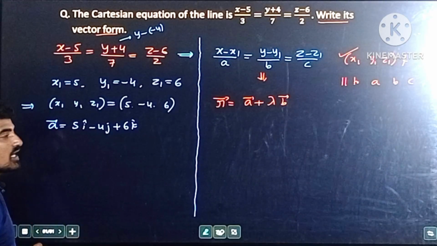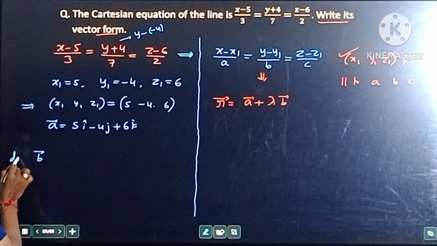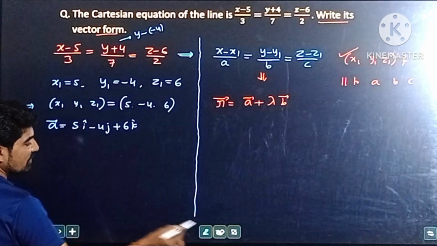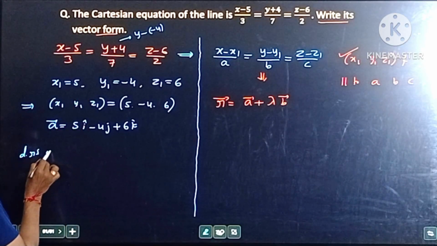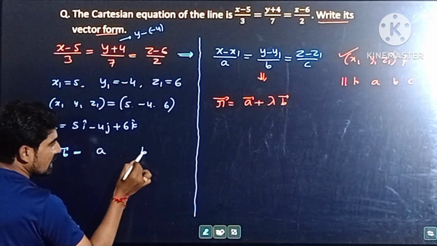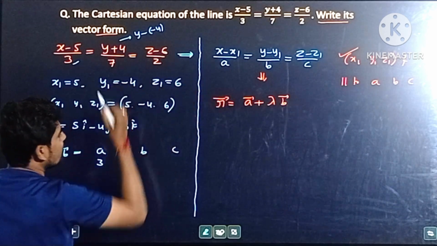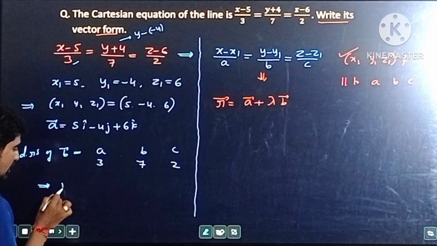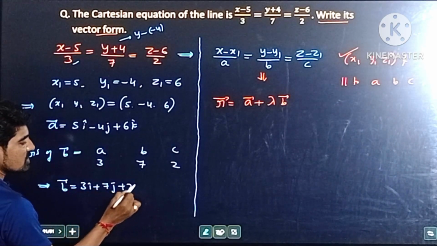So, we got the a vector, and the b vector is a parallel vector whose direction ratios we take from this given Cartesian equation. So, the direction ratios of the parallel vector b vector are a, b and c, where the value of a is 3. Comparing these two, the value of b is 7 and the value of c is 2, which implies b vector is equal to 3i plus 7j plus 2k.